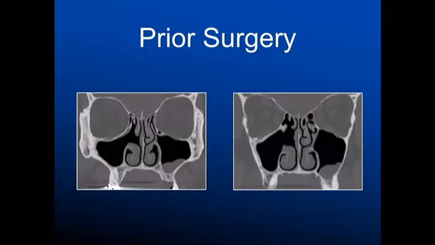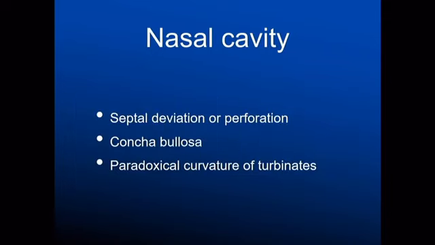So first of all, I tend to comment on whether there's been any previous surgery, as in this case, where you can see that there's been an uncinectomy, middle meatal antrostomy, and anterior ethmoidectomy. So it's a good place to start. Has there been any surgery in the past? And then I tend to move basically from the nasal cavity out. So what does the nasal cavity look like? Is there any septal deviation? Is there a concha bullosa? And other anatomical variants.